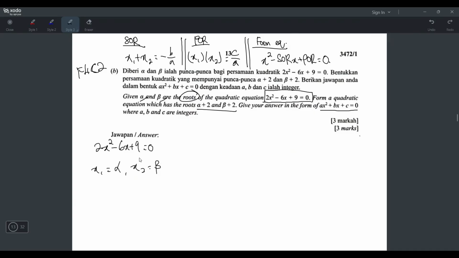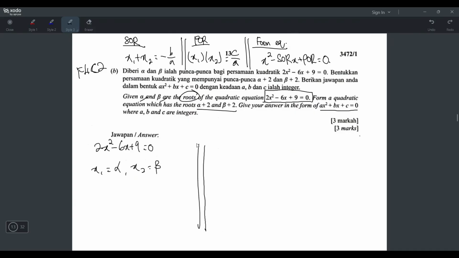But the question never asks you to find alpha beta. If they ask you to find alpha beta, it's very simple. You just factorize this inside your calculator. Just press A2, B negative 6, C9, you get the alpha beta already, if that's what they want. But that's not what they're asking for. They're asking you to form a quadratic equation which has the roots alpha plus 2 and beta plus 2. So I don't think you should find the alpha beta value. I think you should just leave it as a mystery because you want to form an equation using what? Alpha plus 2, beta plus 2.